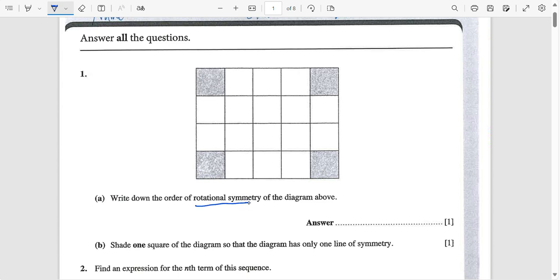Okay, so rotational symmetry is after you rotate the shape 360 degrees, how many times does it repeat itself? So you can see that for this diagram, when it rotates 360 degrees, it will repeat itself 2 times. Okay, so the rotational order is 2.